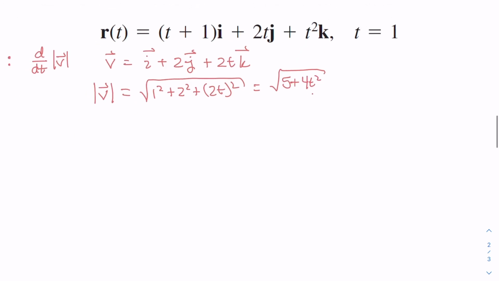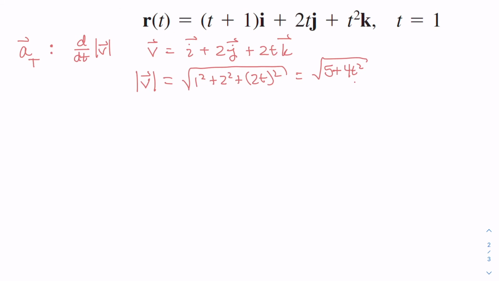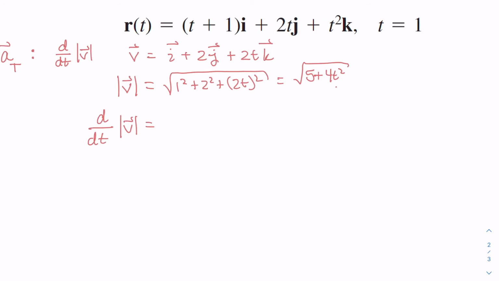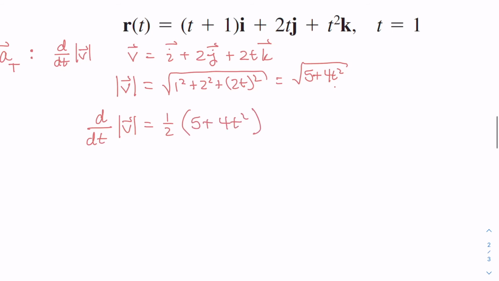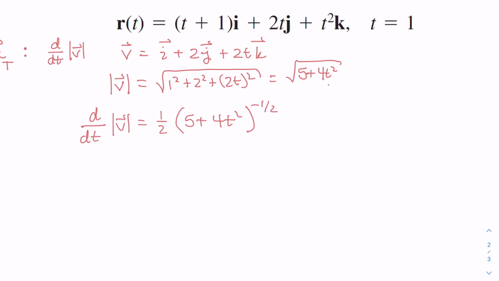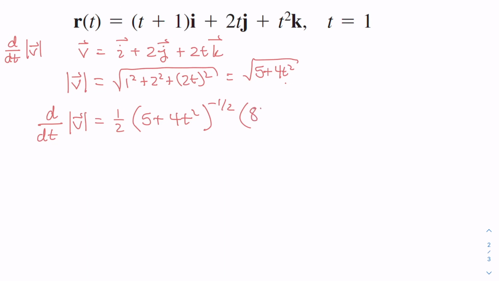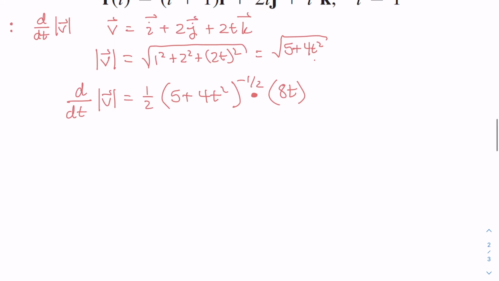So there's our speed function, and now we'll take its derivative. So d/dt of speed is going to be the derivative of that square root function, which will be 1/2 times (5 plus 4t squared) to the negative 1/2 power rule, and then chain rule will be times 8t. So that is the amount in the tangential direction.